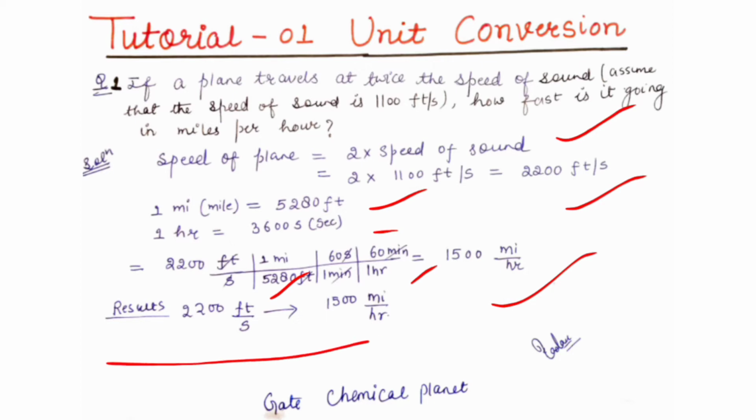So now the result is 2200 feet per second equals 1500 miles per hour. In this question we have used two conversions: 1 mile equals 5280 feet and 1 hour equals 3600 seconds, and we have converted feet per second into miles per hour. Now we will move on to question number 2.